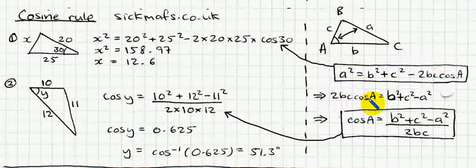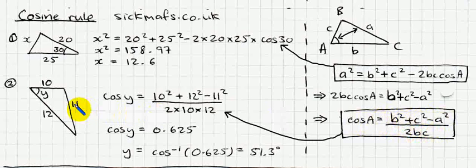So now I've got 2bc cos A equals b squared plus c squared minus a squared, and then the 2bc goes to the other side, and it becomes a divide by 2bc. So now I've got cos A equals b squared plus c squared minus a squared, all divided by 2bc.